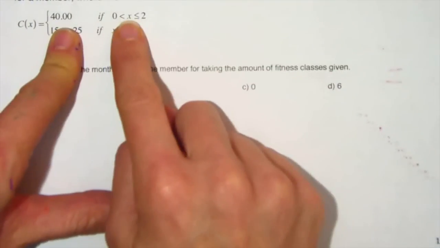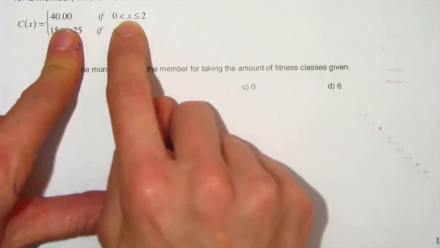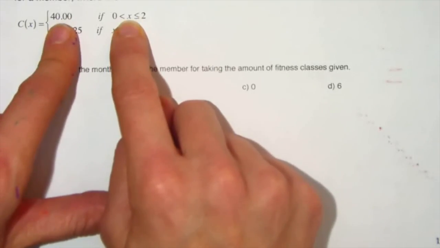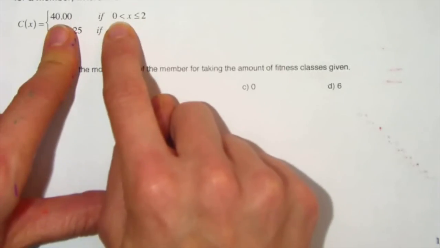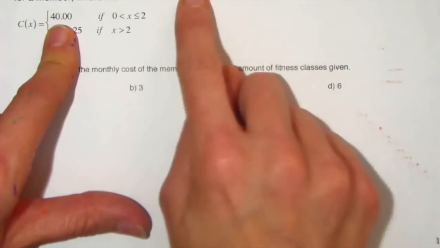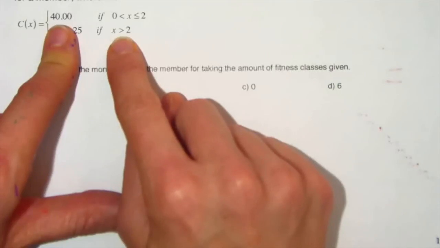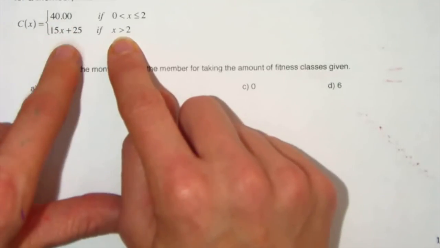X is the number of classes that you take for that month. If you take 1 or 2, you're paying $40, okay? And I shouldn't just say 0. Notice how this is X greater than 0. If the monthly membership is $40 and you don't even take a class, then you're not paying that membership fee, okay? And then if you have more than 2 classes, so 3, 4, 5, and so on, then this is the equation that represents that.